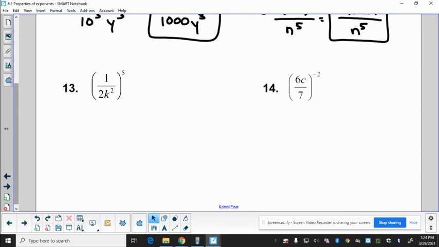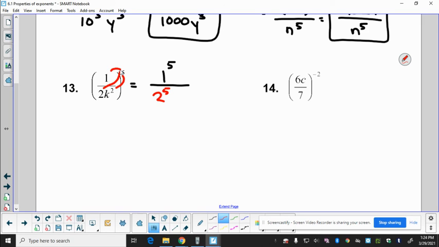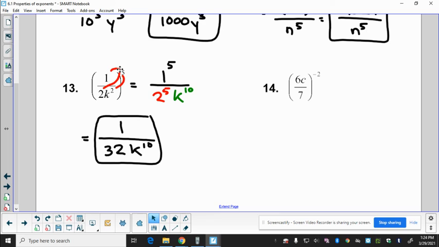Okay, down here, that 5 will be distributed with everything. So here's the way it's going to look. 1 to the 5th, 2 to the 5th, and see if you can catch on what I get here. K to the 10th because I multiplied exponents. And then I just need to figure out 1 to the 5th is actually 1. 2 to the 5th, check on your calculator, is 32.